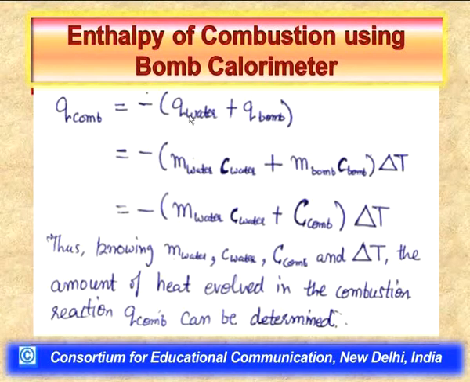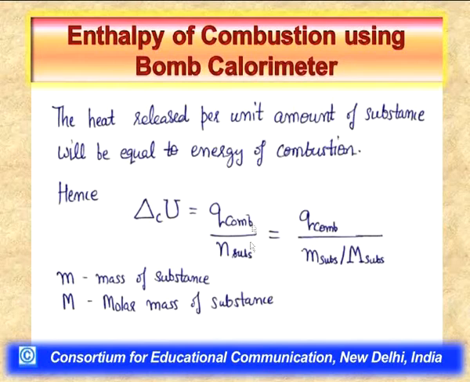So, Q comb equals minus (Q water plus Q bomb), and therefore, m water times small c of water, the specific heat capacity of water, plus m bomb times small c bomb, which becomes equal to the heat capacity of the calorimeter. Thus, knowing the mass of water, the specific heat capacity of water, the heat capacity of the calorimeter, and the total change in temperature produced in the system, the amount of heat evolved in the combustion reaction can be determined.